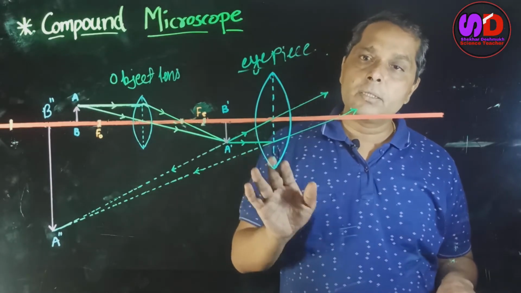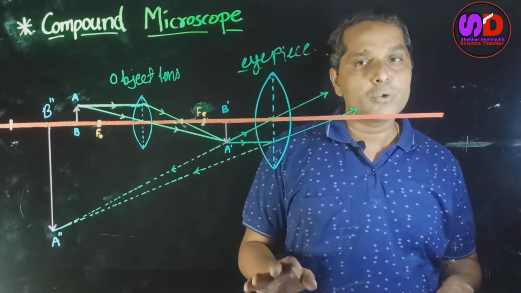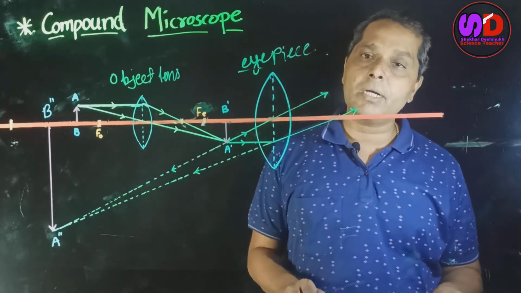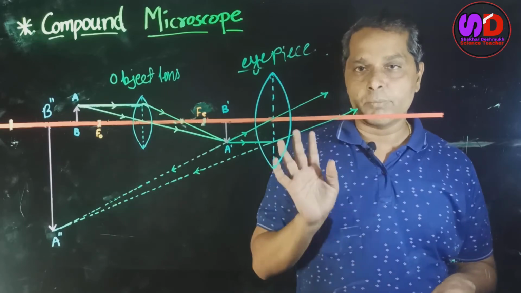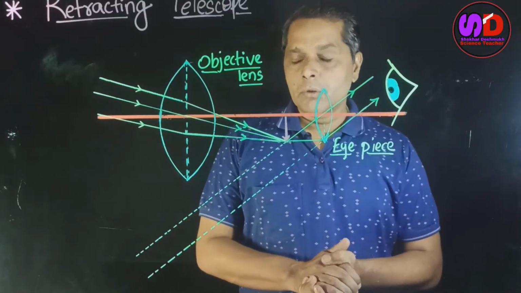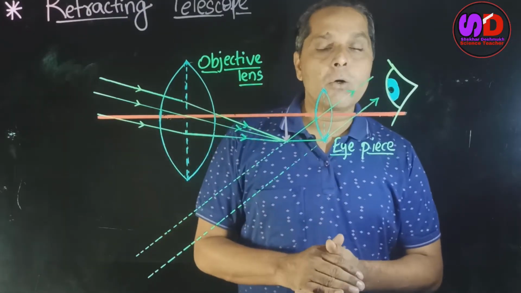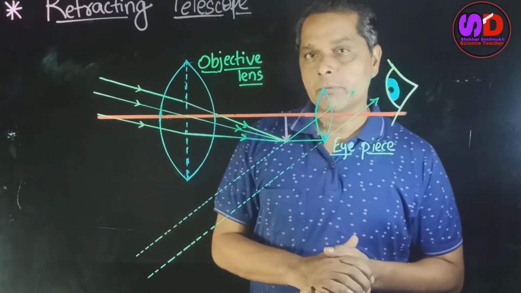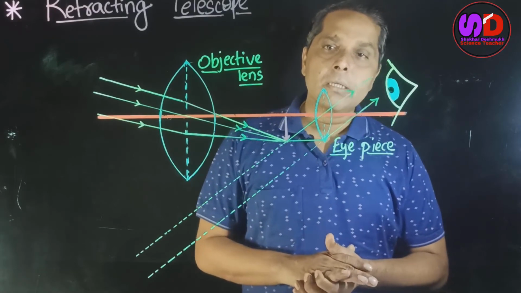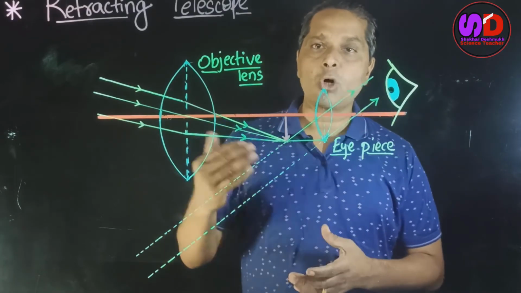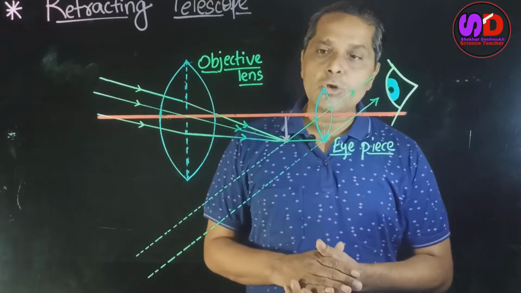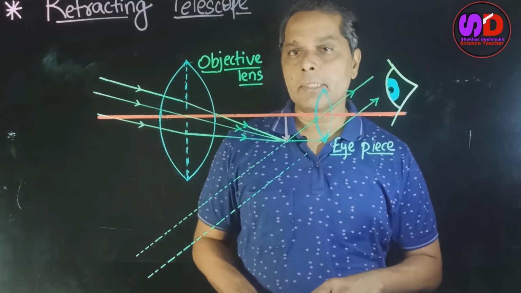So the third use of convex lens is nothing but the telescope. Telescopes which are used to see astronomical objects are called astronomical telescopes. Astronomical objects means stars or planets or any satellite. So these telescopes are called astronomical telescopes.